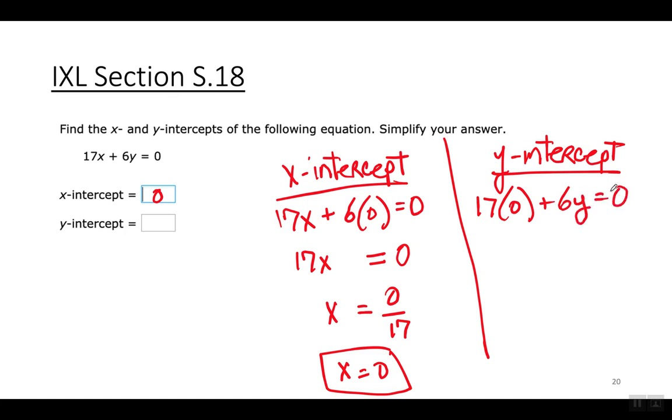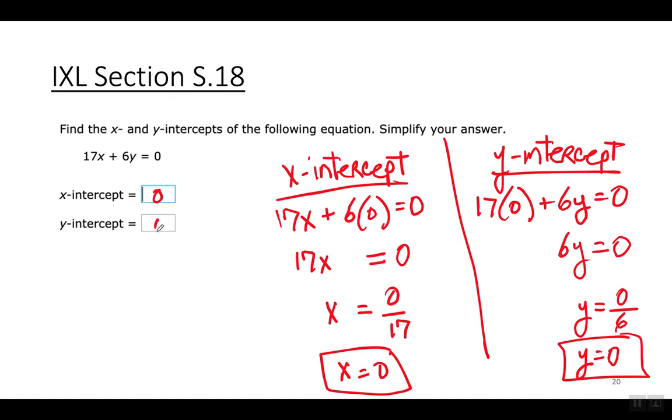I make x equal to 0 and solve for y. So 6y equals 0. That means y equals 0 divided by 6. So therefore y equals 0. So both the x- and the y-intercept are 0. What that means is that the line is going exactly through the middle, through the origin, because both the x- and the y-intercept are 0.